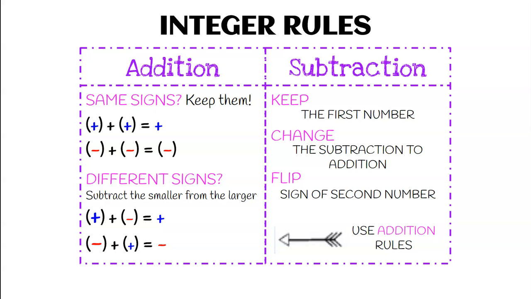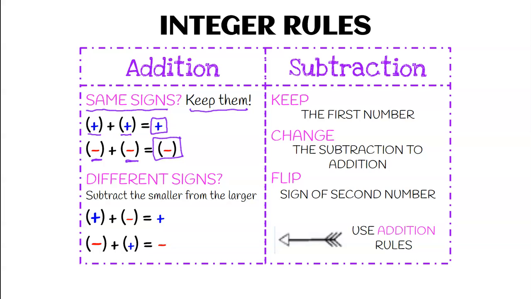Sometimes we don't want to use a number line. So instead of using the number line, we can use our integer rules to perform operations. So for addition, if they're the same signs, we keep them. So if we're doing a positive number plus a positive number, our answer will be positive. If we're doing a negative number plus a negative number, our answer will be negative.